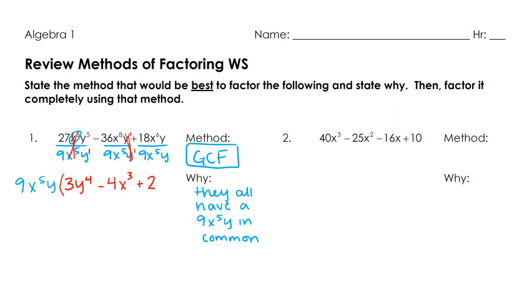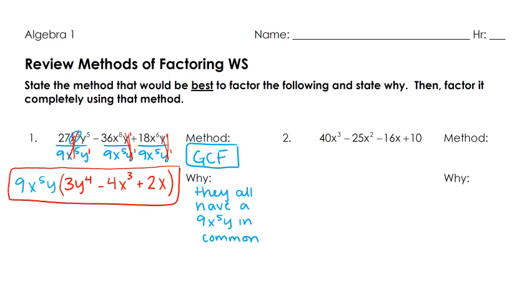And then x to the 6th over x to the 5th would be 6 minus 5, which would be x to the 1st. So you can put the 1 there if you want to. I'm not going to. And then y to the 1st again over y to the 1st, those would cancel out. So then this would be our final answer. So I do want to make one thing clear. When we have multiple variables like that, most of the time we're done factoring once we have factored the GCF out, because looking at 3y to the 4th minus 4x cubed plus 2, there's nothing else I can do to factor that any further than I already have.